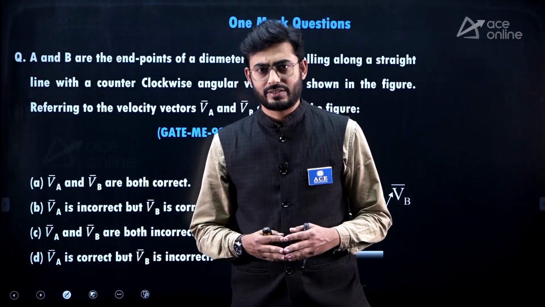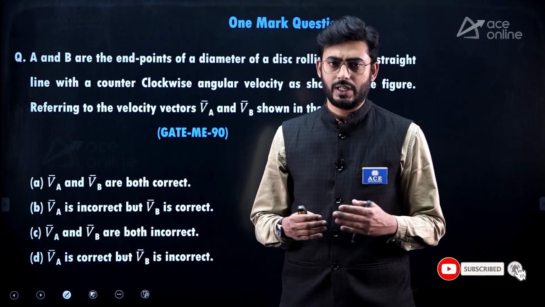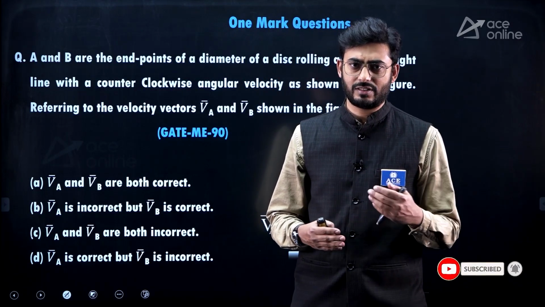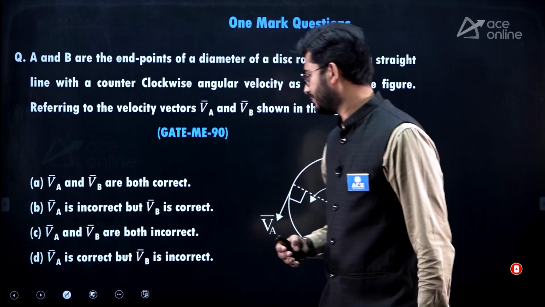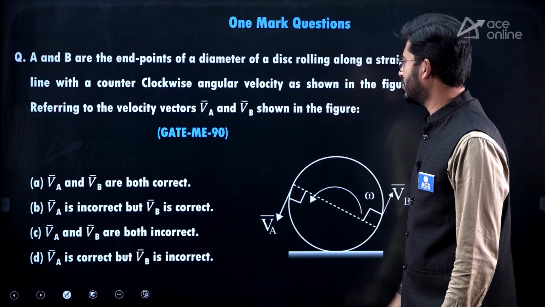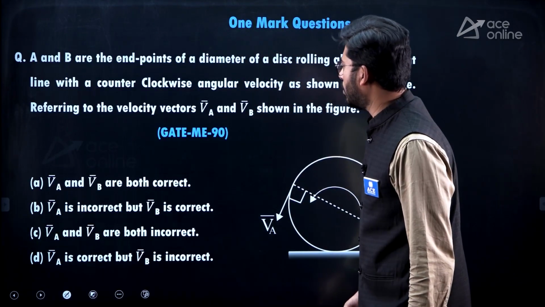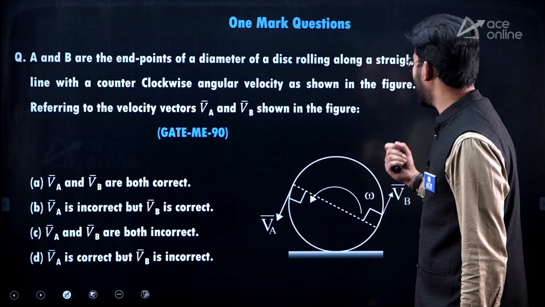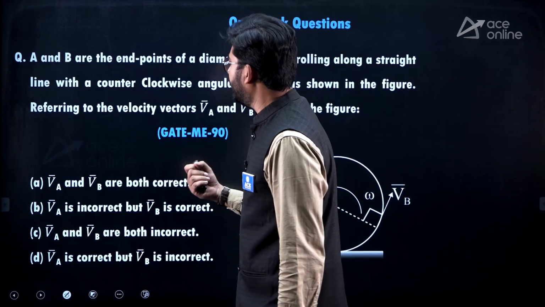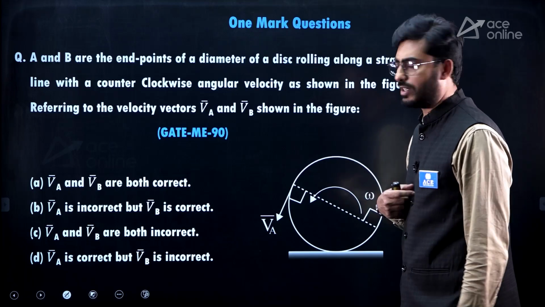This session is dedicated to the discussion of previous year questions from the subject Engineering Mechanics before the year 2000. So here is the first question. A and B are the endpoints of the diameter of a disk rolling along a straight line with a counterclockwise angular velocity omega, as shown in the figure. Referring to the velocity vectors VA and VB shown in the figure, it is dash.